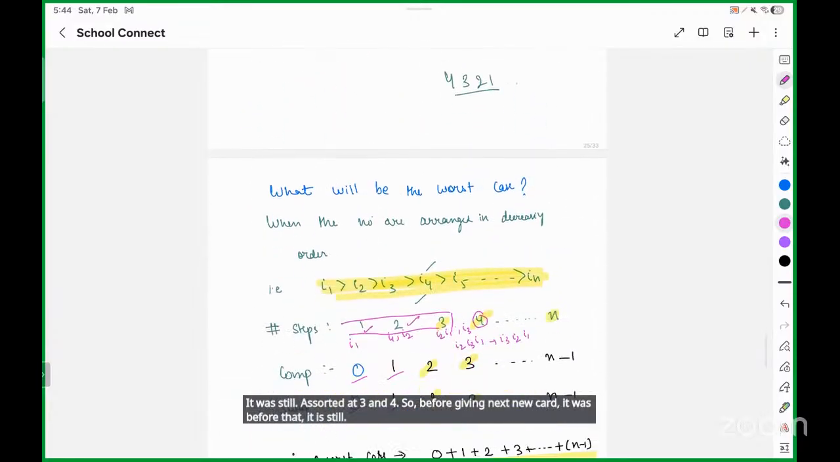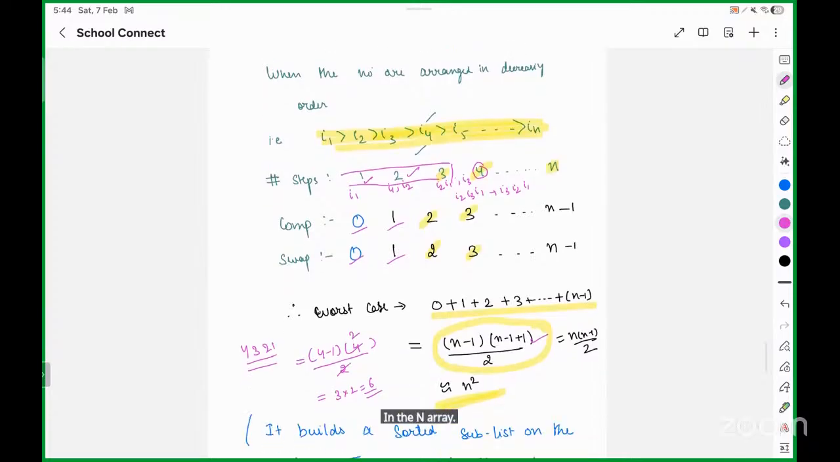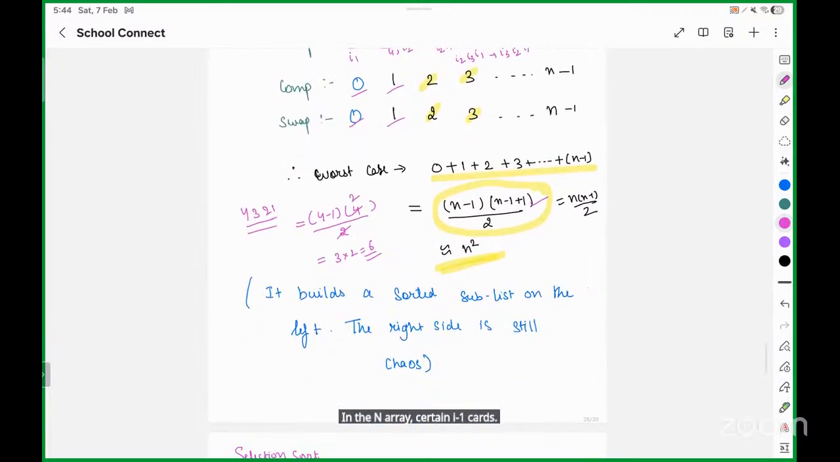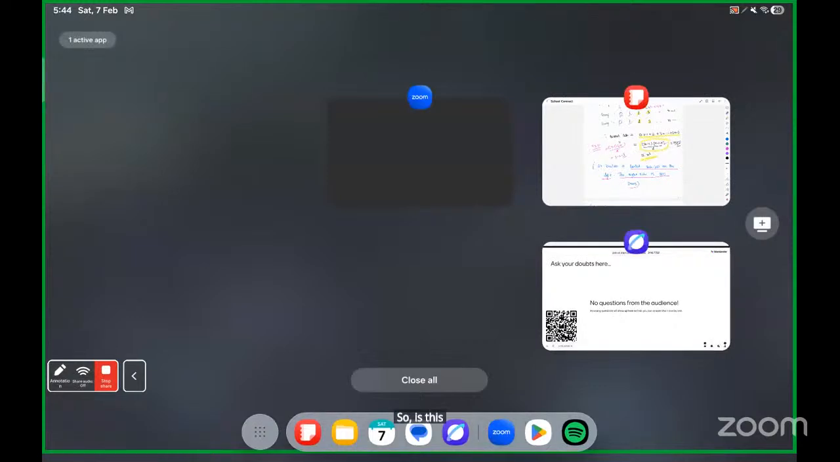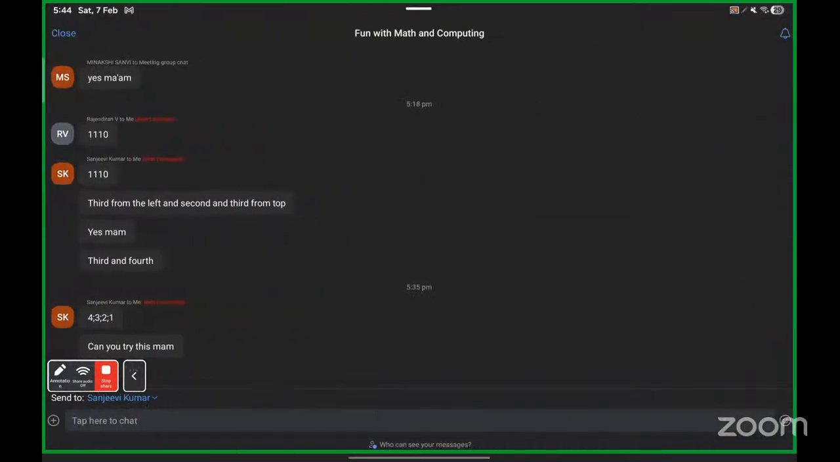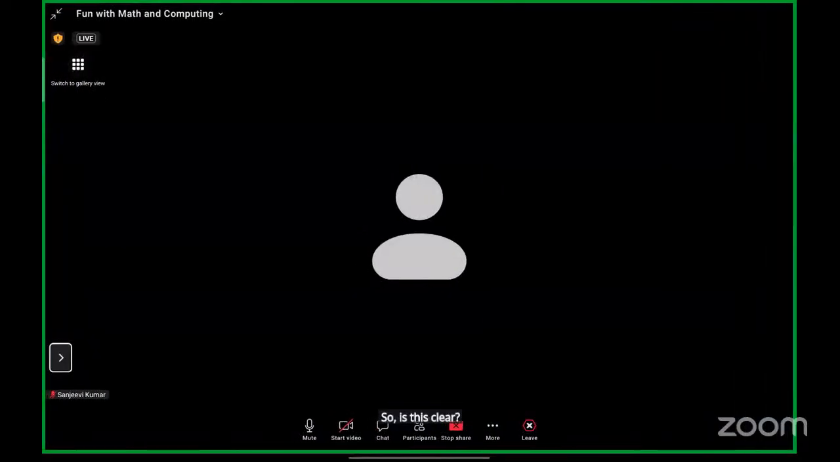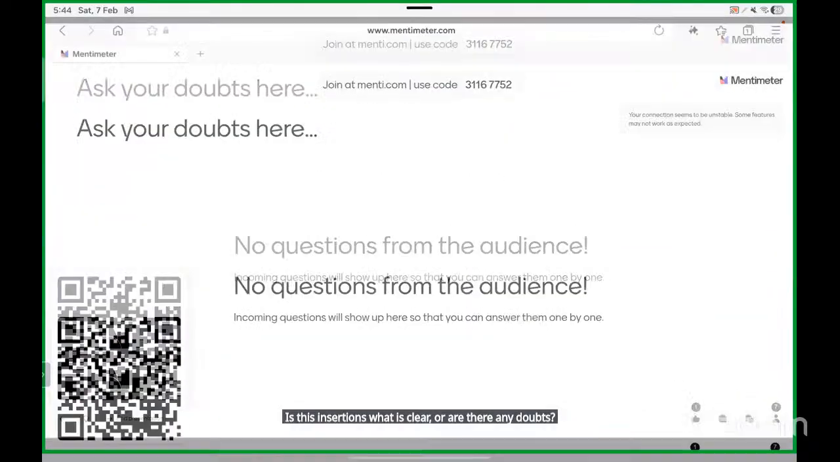So if I give my ith card in the n array, till i minus 1 cards it is a sorted array. So it builds a sorted sublist on the left, and the right side is still chaos because we don't know which card is coming to us. So is this clear? Is insertion sort clear, or are there any doubts in insertion sort?